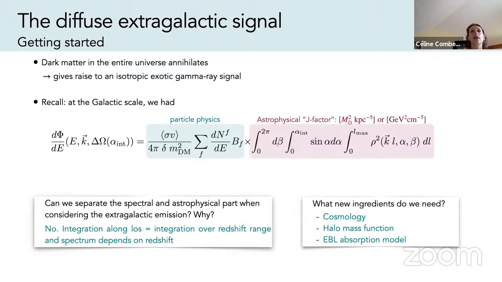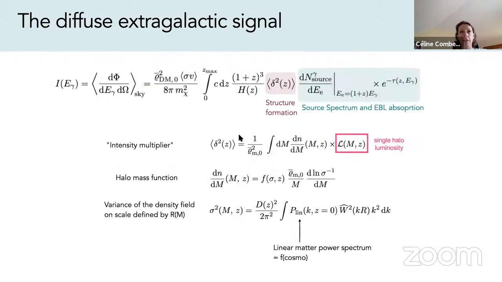So we're not going to do the demonstration together. I'm just going to pop up the expression here and go through the terms. So this time, I'm integrating. So this is the intensity. I'm not integrating over the solid angle here. I've put it at the denominator here. So my integration along the line of sight becomes an integration over the redshift. The source spectrum is here now. And if I'm observing photons with an energy E gamma, it means they have been emitted at an energy E gamma times 1 plus z to account for the redshift. And this source spectrum is absorbed by the EBL. Those energetic gamma ray photons will interact with the photons from the extragalactic background light to produce pair production, electron-positron pairs, and they're going to be absorbed this way. So this is the spectral part.